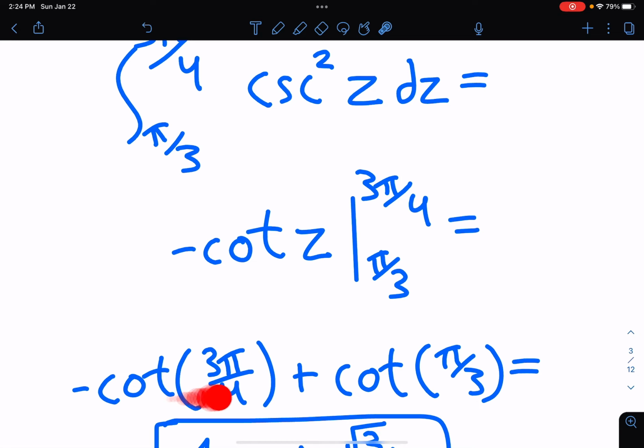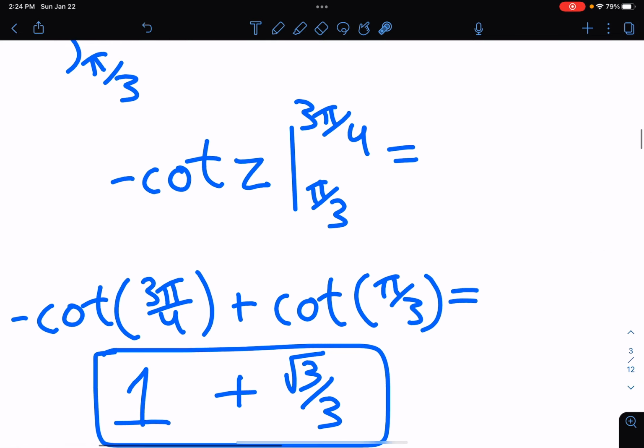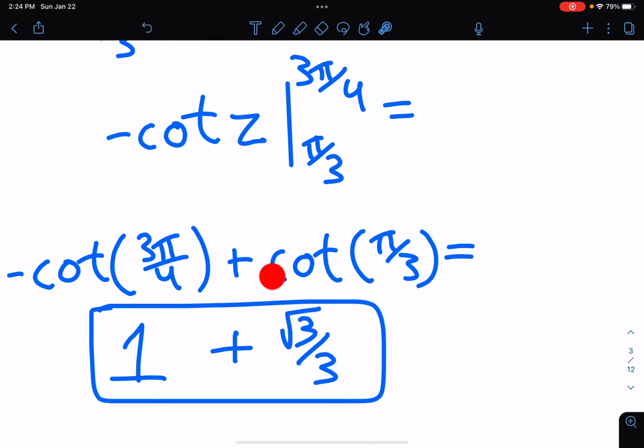Okay, so cotangent of 3 pi over 4, well, first of all, you should know tangent of 3 pi over 4 is negative 1. Take the reciprocal, you get negative 1. Times a negative, you get positive 1. Cotangent of pi over 3, well, tangent of pi over 3 is root 3. Reciprocal, root 3 over 3.